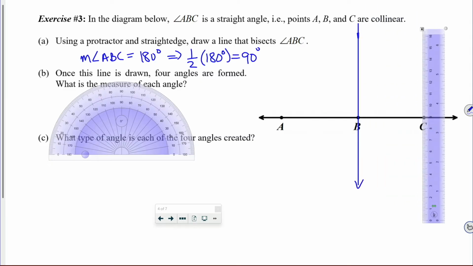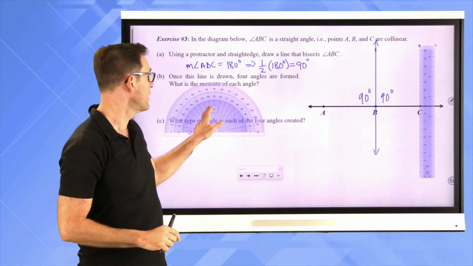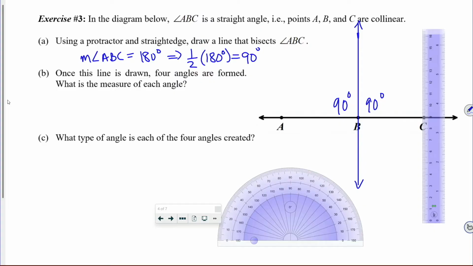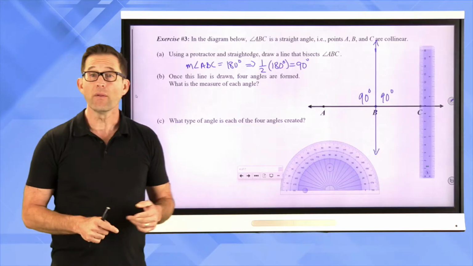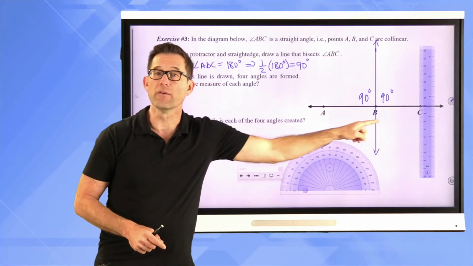And that definitely then creates a 90 degree angle here and a 90 degree angle here, right? It bisected that 180 degree angle. All right, letter B. Once this line is drawn, 4 angles are formed. What is the measure of each angle? Well, there are 4 angles formed, right? 1, 2, and then 3, 4.